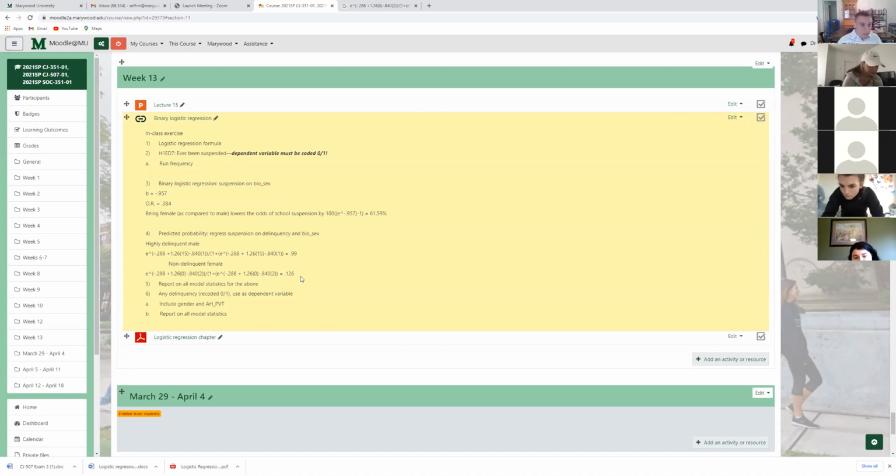Okay, and so again, we are just plugging in numbers for the X values for delinquency and for gender here. That's where we're coming up with these values, the negative 0.288, 126, and negative 0.840, all taken from the SPSS output. If you plug those values into a calculator or in Google, those are the answers that you are going to get.